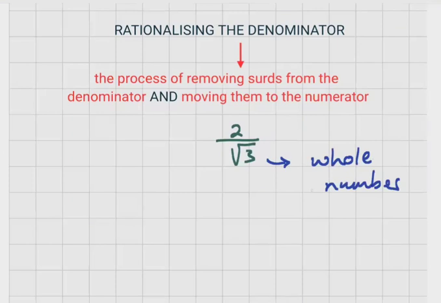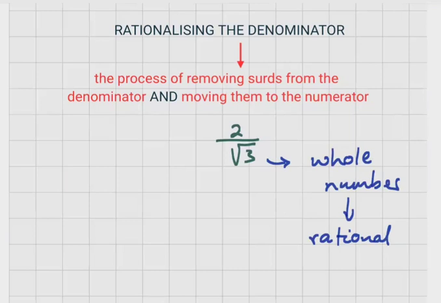And remember, whole numbers are what? Rational. A whole number is rational. If you're not sure about all of this terminology, you can watch my video where I talked about the number system, rational numbers, and irrational numbers.